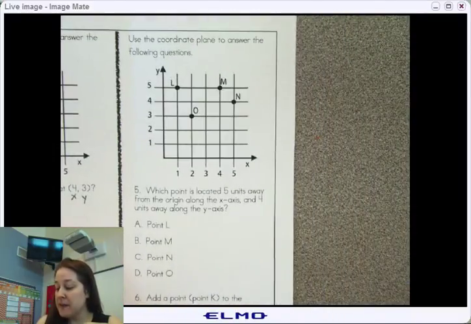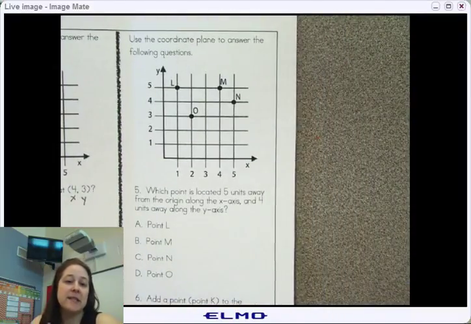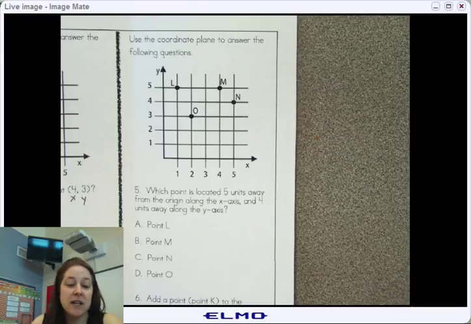Okay, when you're looking at this question over here, use the coordinate points to answer the following questions. Which point is located 5 units away from the origin along the x-axis and 4 units away along the way from the y-axis? So the same thing we just did. It's giving you your x and it's giving you your y. So if you'll take a moment and go over and then up and type that into Edpuzzle.